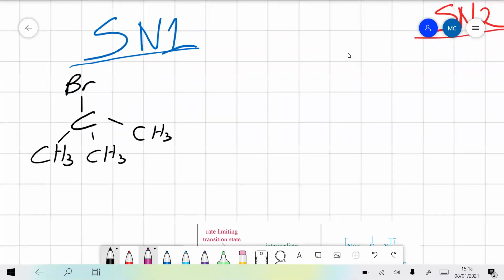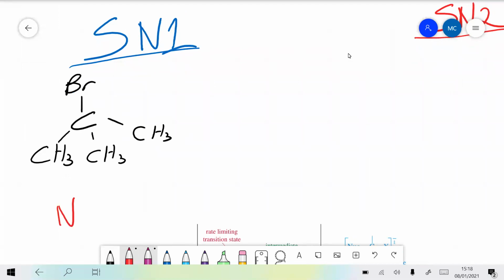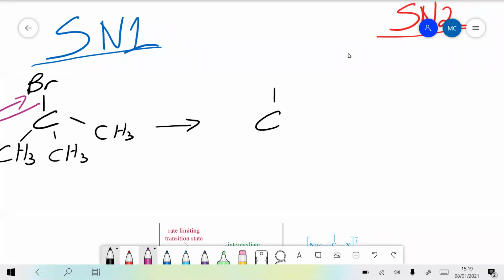So SN1, you have a nucleophile. The nucleophile will attack, sorry, that's SN2. SN1, you have your halogen breaking to form an ion and the carbocation. The carbocation is going to be planar. Can anyone tell me why the carbocation is planar?